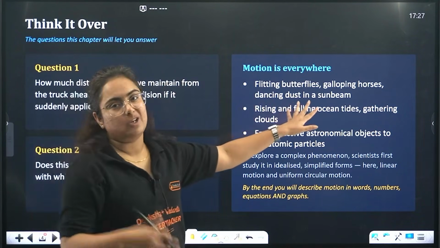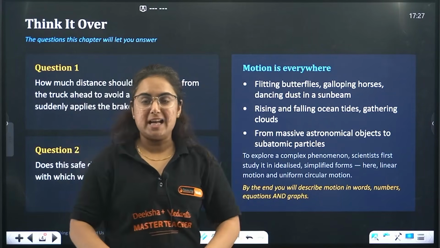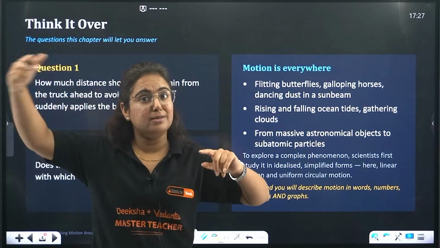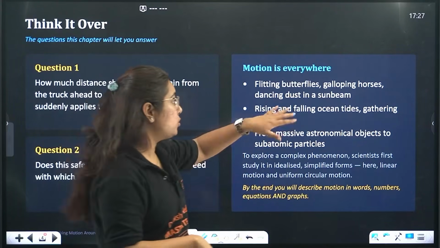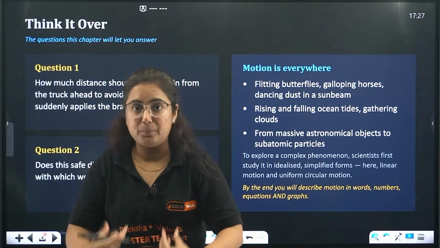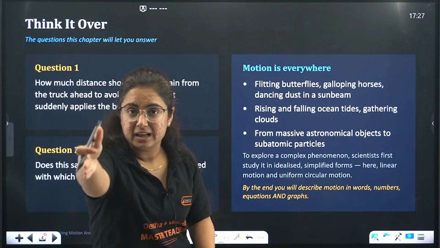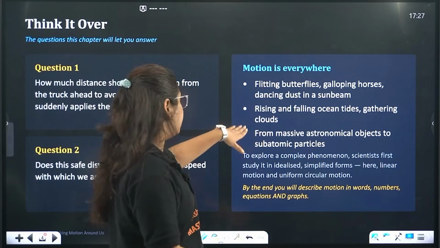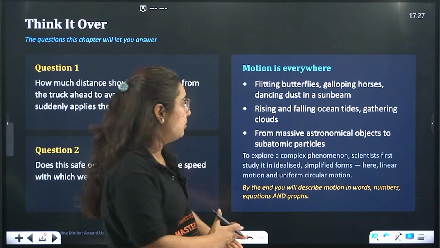Motion is everywhere. Obviously, motion is everywhere. You can look at the flitting butterflies, you can see how butterflies are flying. A bouncy motion is there. Then there is a difference in motion by which horses are galloping. Right? There is a difference in the movement of the snake. It is not bouncing, it is just rolling. Then we can say the rising and falling of the ocean tides, yes, that is also a motion.